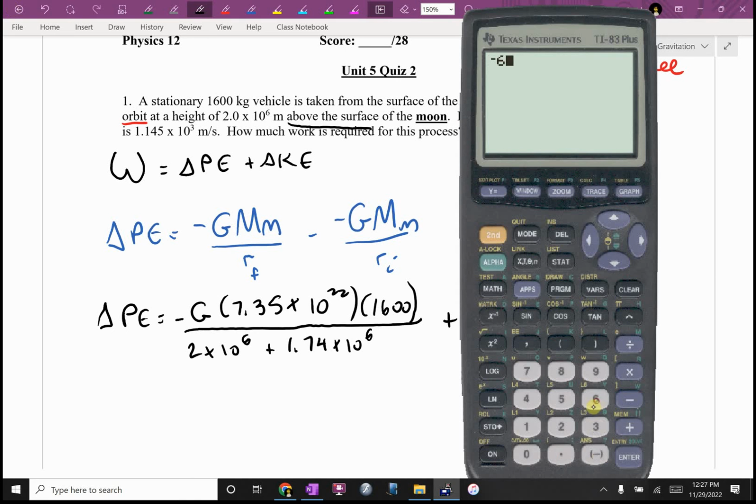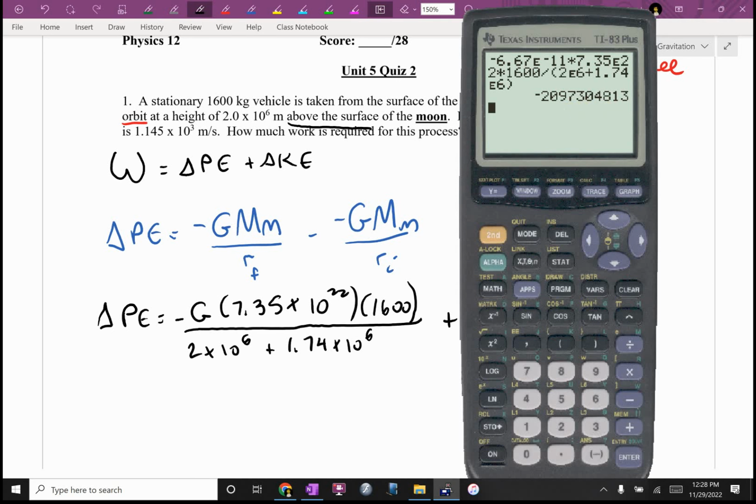So, negative 6.67 times 10 to the negative 11. Mass of the moon, 7.35 times 10 to the 22 times 1600 divided by bracket 2 times 10 to the 6th plus 1.74 times 10 to the 6th. For the first term, did you all get negative 2.0973? I'm going to go negative 2.0973 because there's a 0 right there. 1, 2, 3, 4, 5, 6, 7, 8, 9.